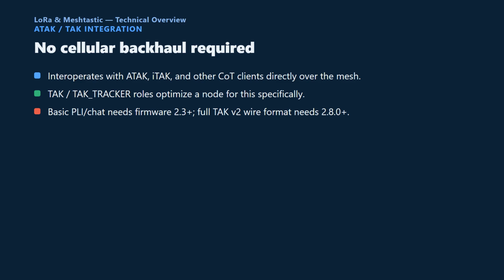And ATAK. Meshtastic interoperates with ATAK, iTAK, and other Cursor on Target clients over the mesh, with no cellular or internet backhaul required. The TAK and TAK Tracker roles we covered earlier optimize a node specifically for this. A companion ATAK plugin translates between Cursor on Target and Meshtastic's own message format and splits oversized payloads to fit LoRa's small packet size. One version note that matters if you're planning this: basic position and chat needs firmware 2.3 or newer, but the full TAK version 2 wire format needs firmware 2.8.0 or newer. That is a real gate, not a nice to have. Check your firmware before you plan an integration around it.